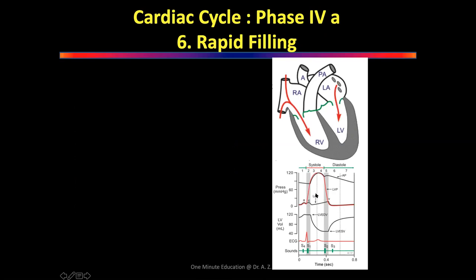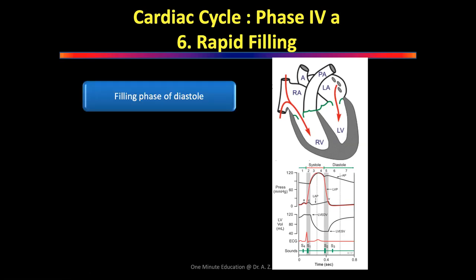So when you enter phase 6, suddenly the mitral valve is opening. When the mitral valve opens, because the pressure here is very low, in fact lower than the left atrium, it comes down, tries to go down to zero, whereas the left atrium continues to have 5 to 10 millimeters of pressure. Because of that differential of the pressure, suddenly blood will flow from the left atrium into the left ventricle. Have you understood phase 6?